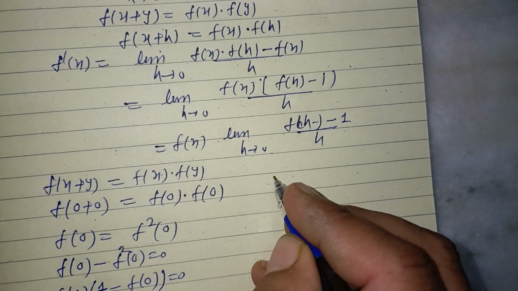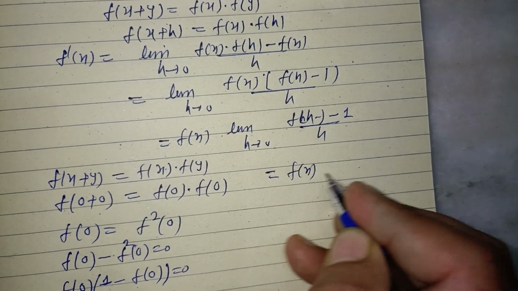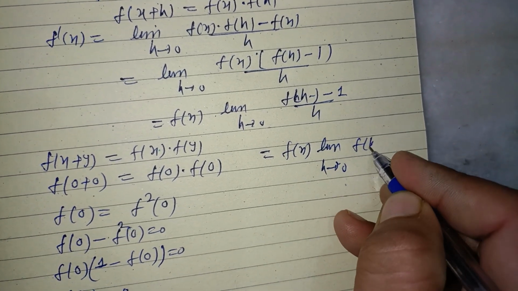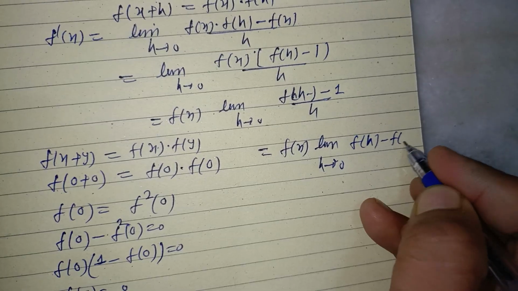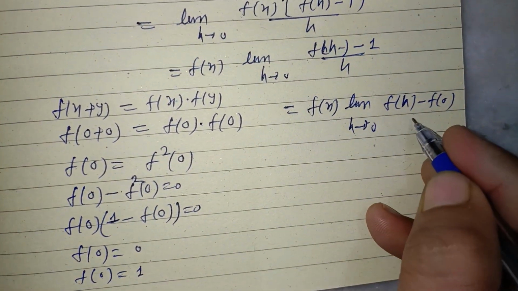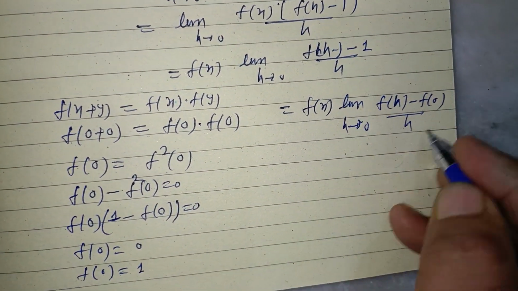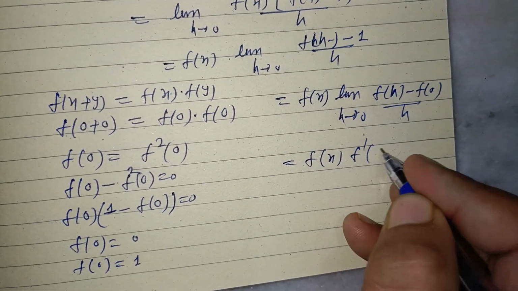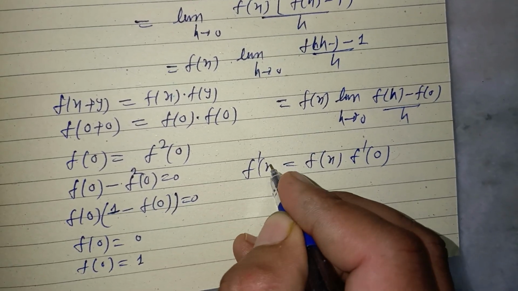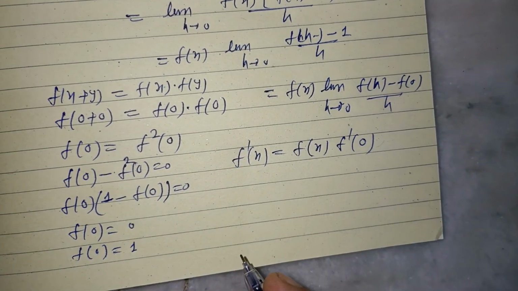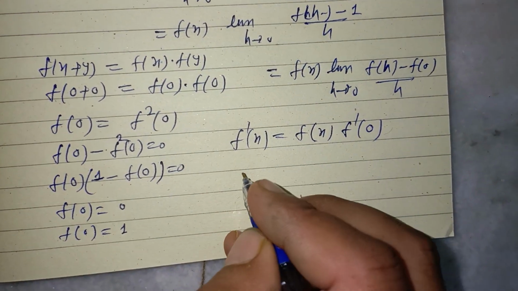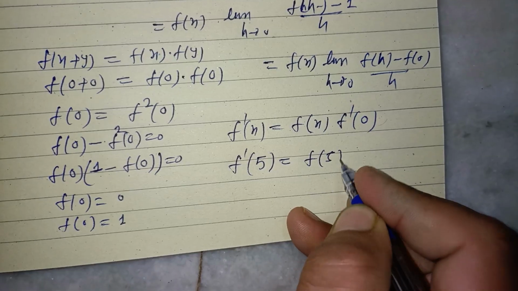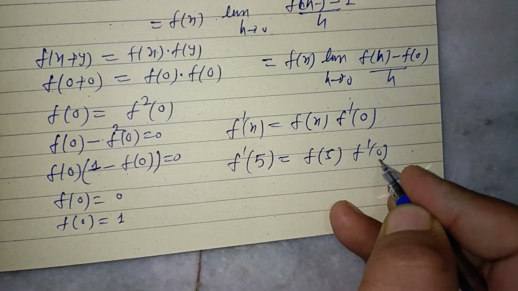So here we put f(x) into limit h tends to 0, f(h) minus f(0), because f(0) is 1, upon h. Now what is this? This is the definition of f'(0). f'(x) equal to f(x) into f'(0). Now putting the values, x is 5, so this is f(5) into f'(0).